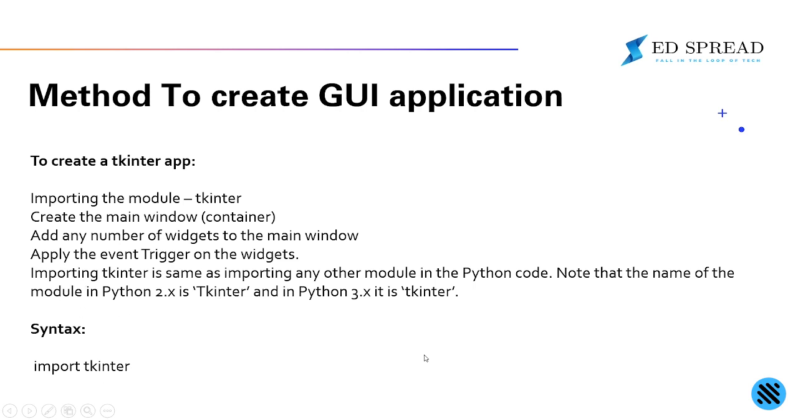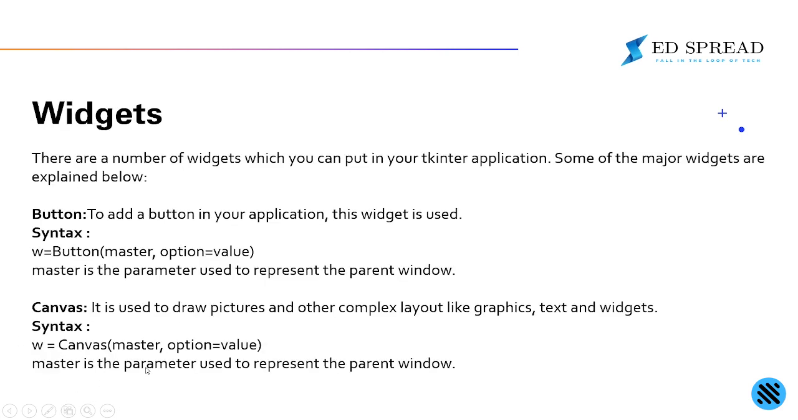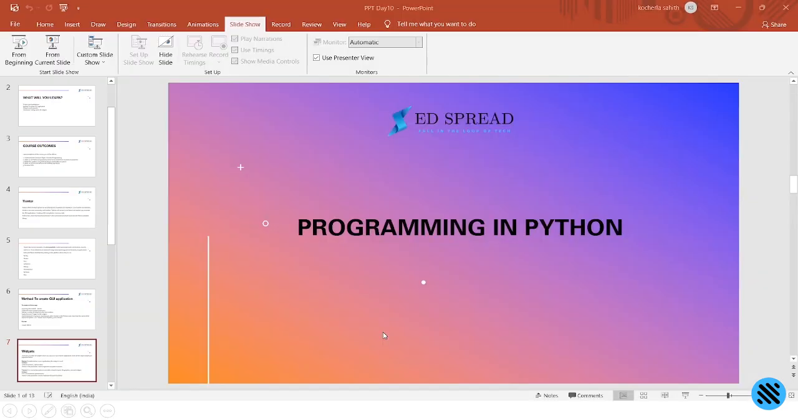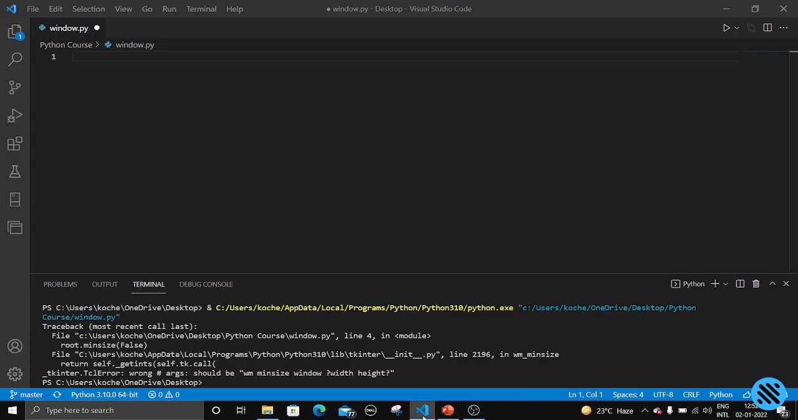If anyone is using Python 2, which is from very long back, I have included this just in case: in Python 2 Tkinter is known with a capital T, and from Python 3 it is with a small t. So this is the syntax in order to import Tkinter: import Tkinter.